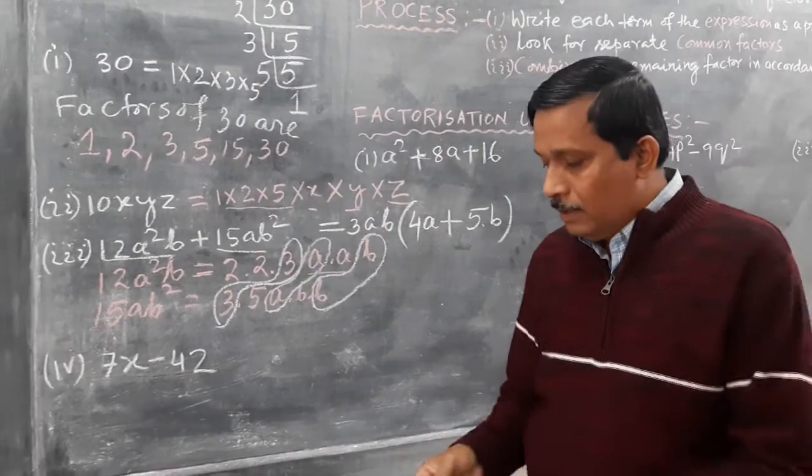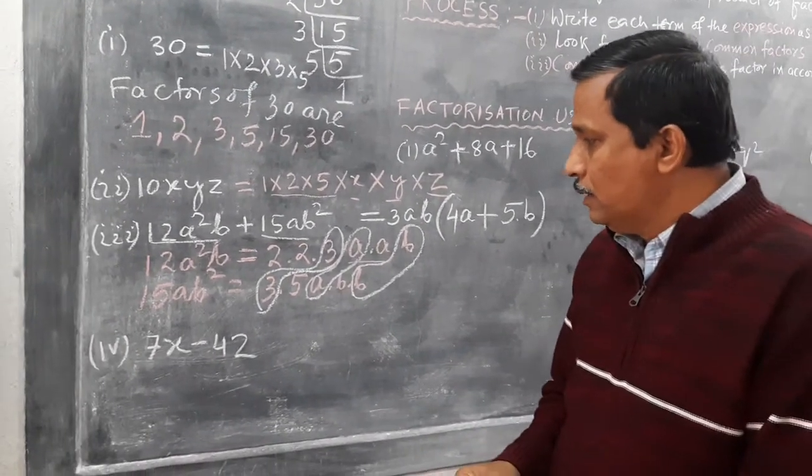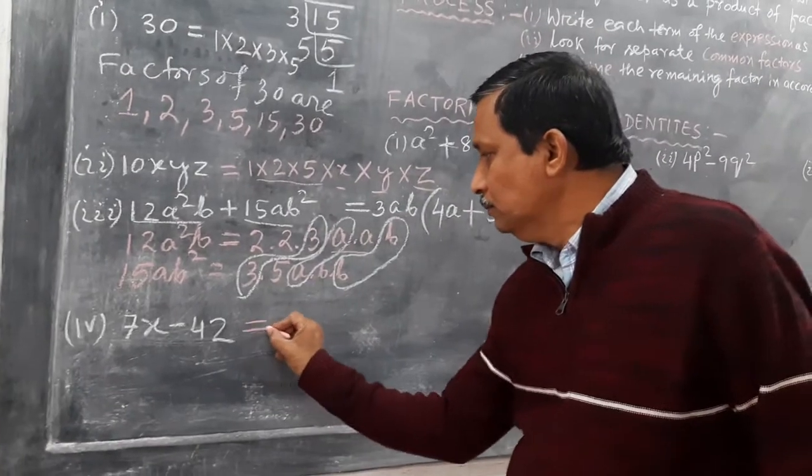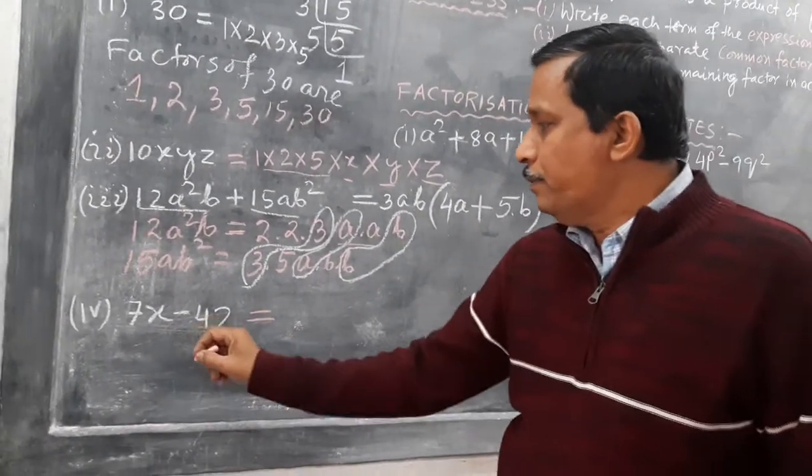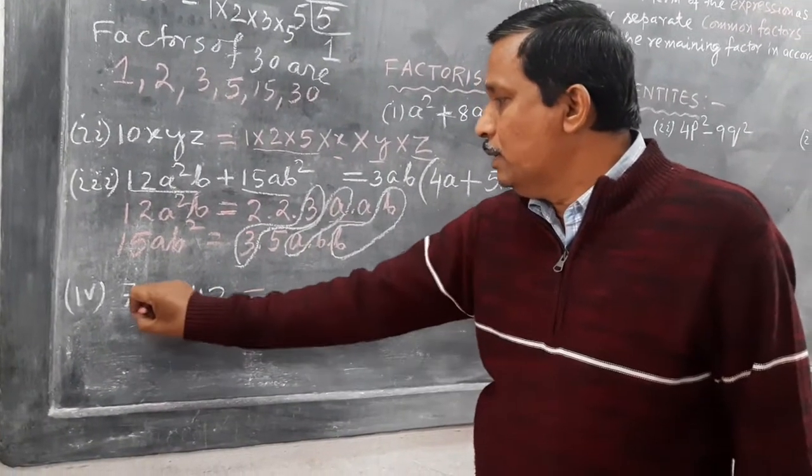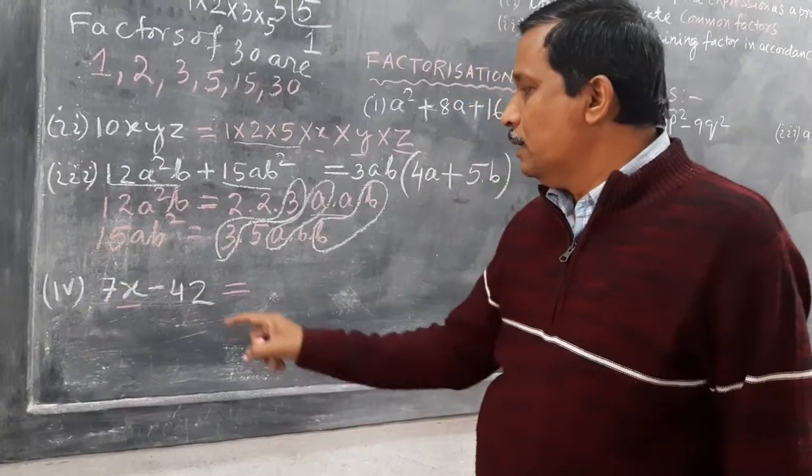Similarly, the next example you see here, 7x and 42. You see here only one variable is here. There is no variable here.